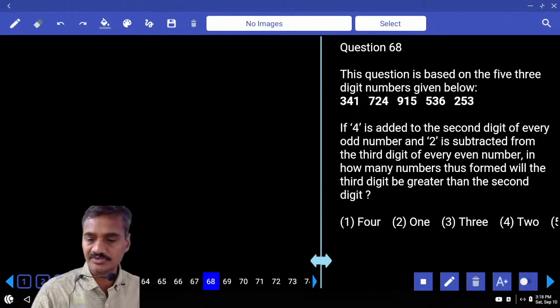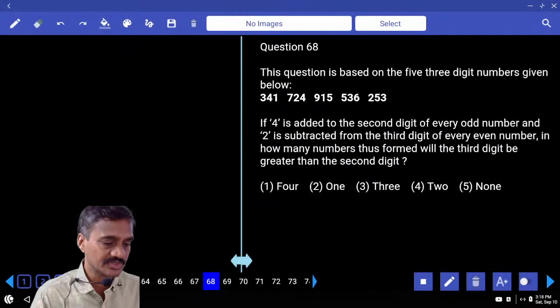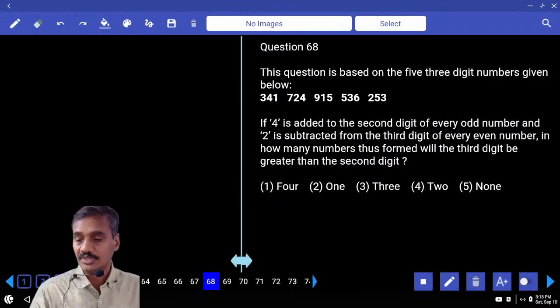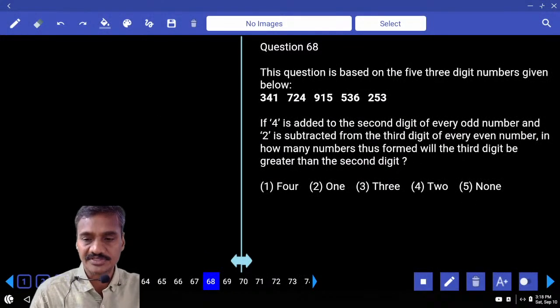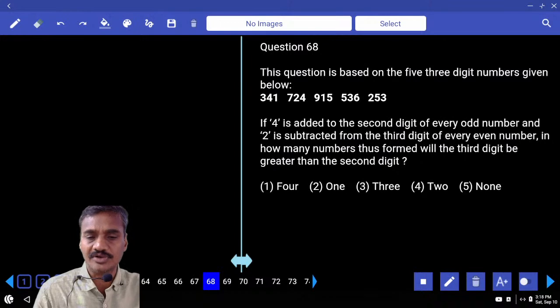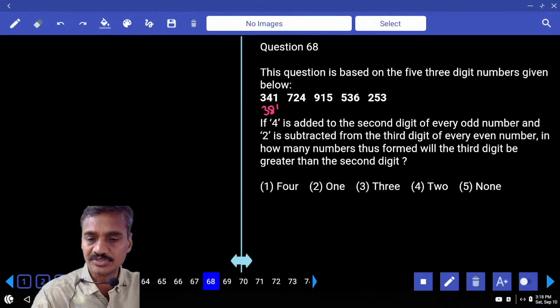And 68 onwards, they are based on a set of numbers. Now how many questions are given under this one? 68 to 72. That is 5 questions. Now in this set, 4 is added to the second digit of every odd number. Every odd number, 4 is added. 341 is an odd number. 4 is added to the second digit, which means this number will be 381. And 4 is added to the 950.